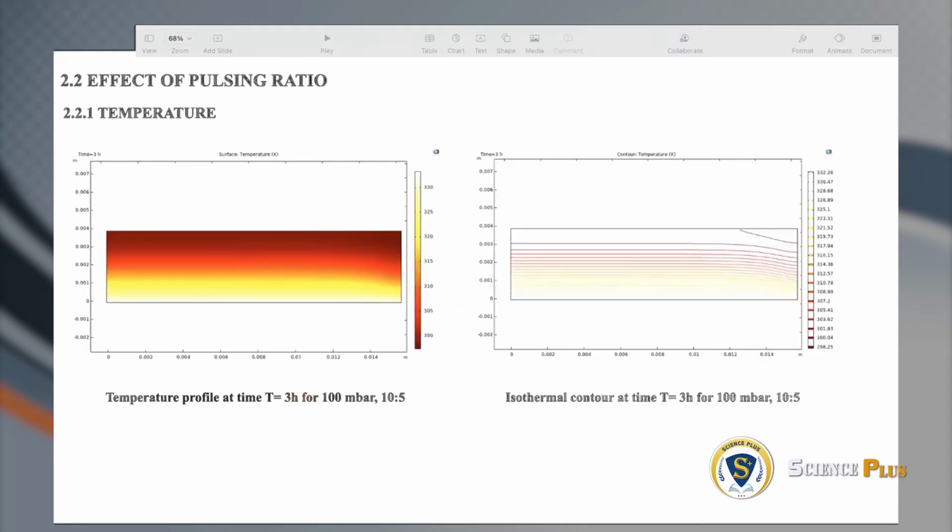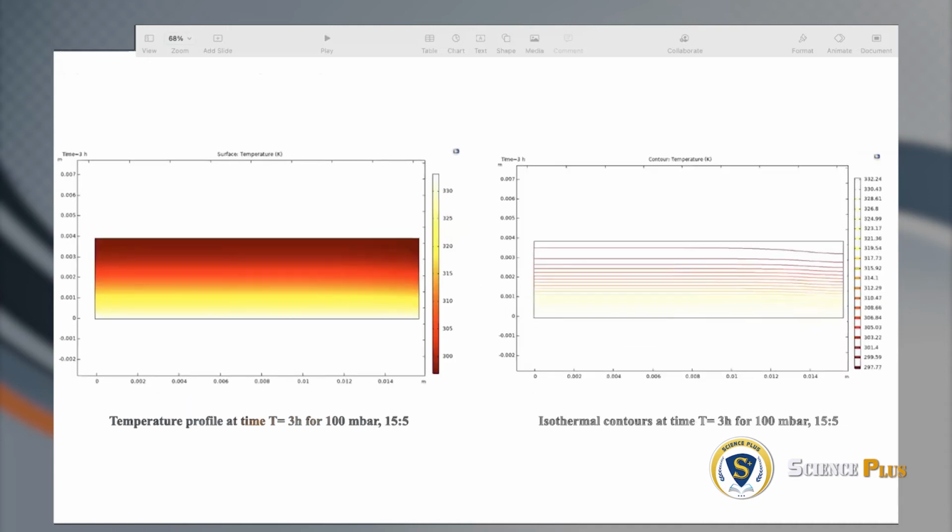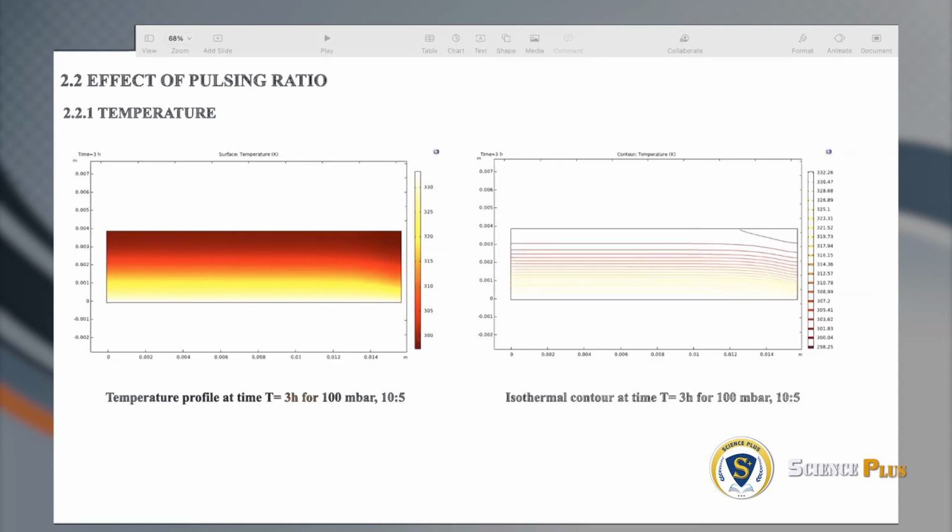Here, let me brief you about the influence that the pulsing ratio has on the different operational parameters. First, let us see how the pulsing ratio affects the temperature. This slide and the next slide show the temperature profile and isothermal contour at two different pulsing ratios. There is no significant variation in the temperature contours for the two cases. However, the temperature contours for the first case, corresponding to a lower pulsing ratio of 10:5, have slightly curved isothermal lines. This is primarily due to the fact that the sample is exposed to cool air at atmospheric pressure more frequently when the pulsing ratio is lower.